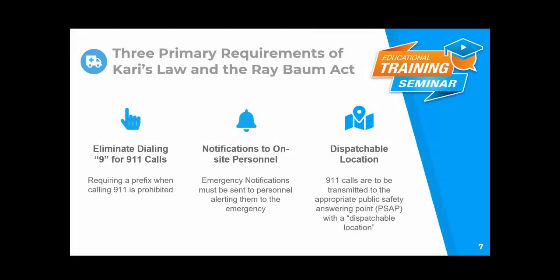So let's talk about the 3 primary requirements of Kari's Law and the RAY BAUM'S Act, as this is super important to know. Those primary requirements include: 1, eliminate dialing 9 for 911 calls. So you want to work with a provider that does not require a prefix when dialing 911. Next, ensure your provider has the ability for emergency notifications to be sent to designated extensions for personnel, alerting them to the emergency. And then lastly, confirm that the SIP trunk provider can route 911 calls to be transmitted to the appropriate first responder with a dispatchable location.